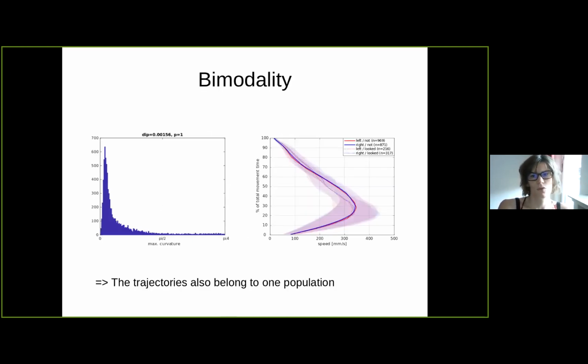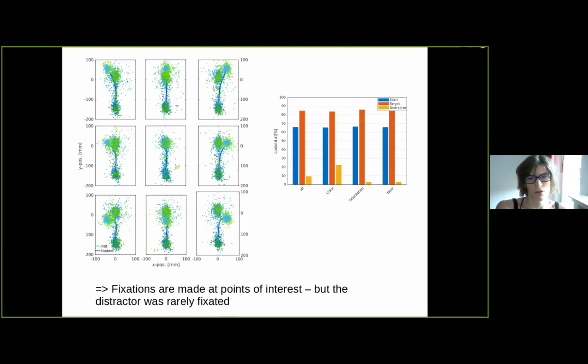But first, we again did our sanity checks to see whether our trajectories all belong to the same population. Again, we saw the curvature was not bimodal, and we also looked at the speed for different groups, whether they looked at the target or at the distractor, and those were all more or less bell-shaped. So all the trajectories seem to belong to the same population, and even between distractor looked at and not looked at, there are no differences. So now we can use eye tracking to further investigate what is happening in the color condition where we have our significance.